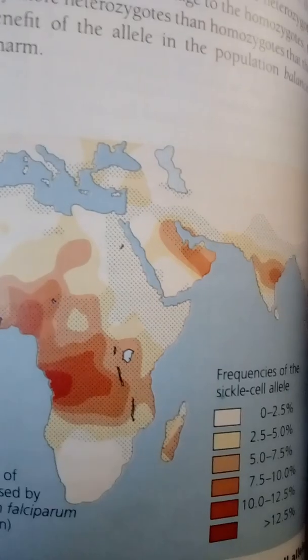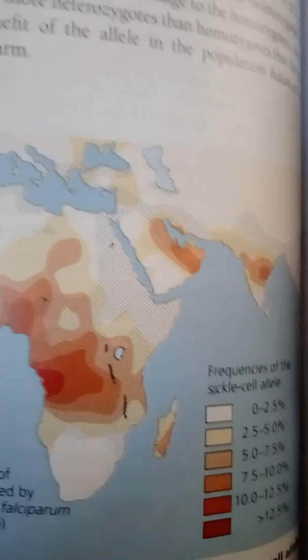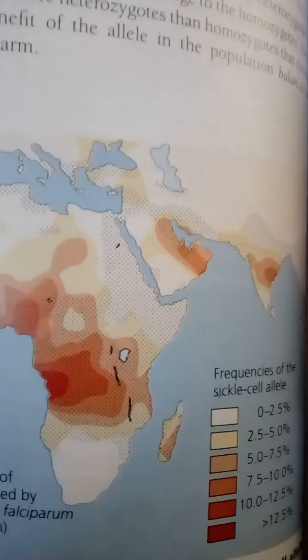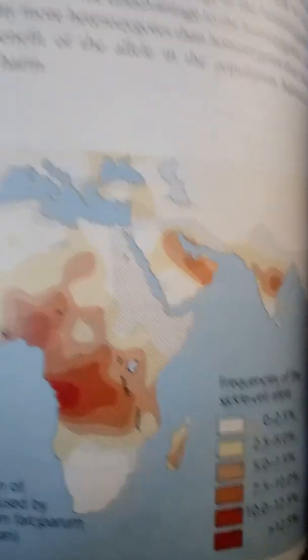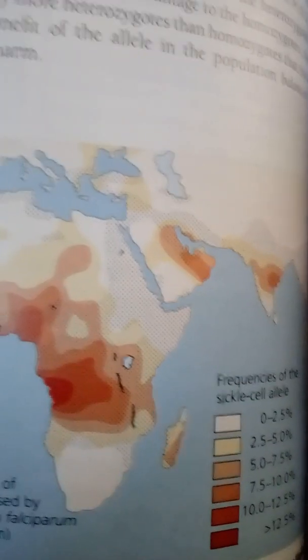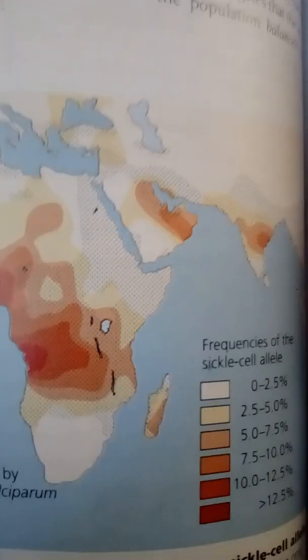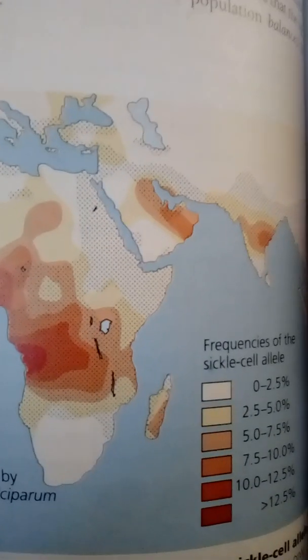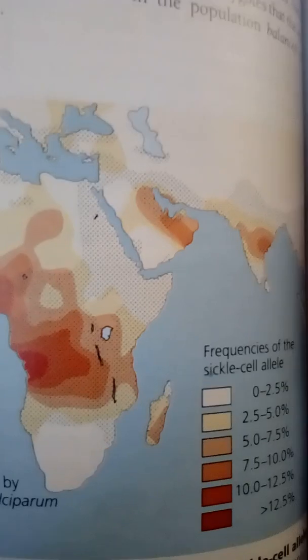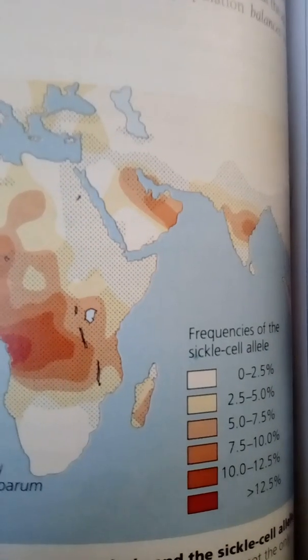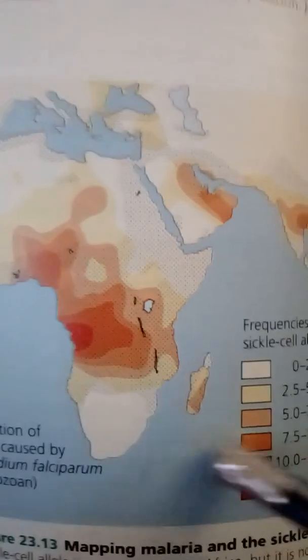The environment in this area favors heterozygous individuals over homozygous dominant individuals, who are more susceptible to malaria, and also over homozygous recessive individuals, who develop sickle cell disease. The frequency of the sickle cell allele in Africa is generally highest in areas where the malaria parasite is most common. Notice that.